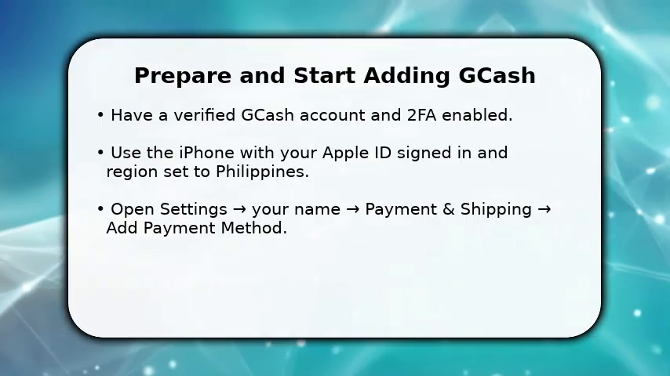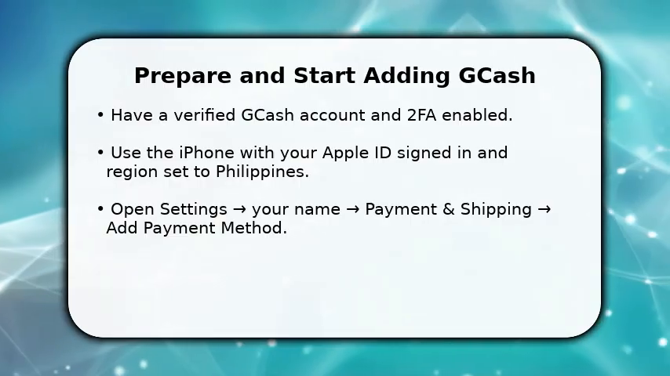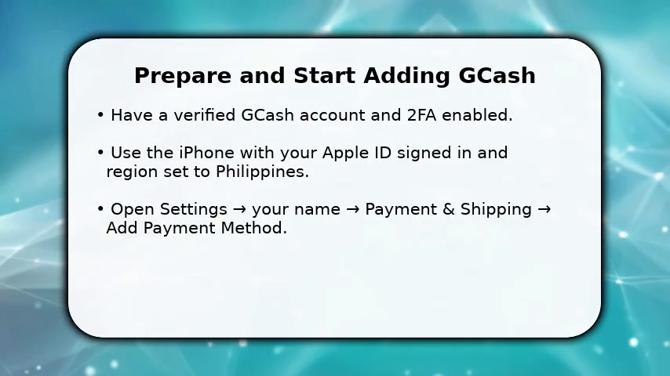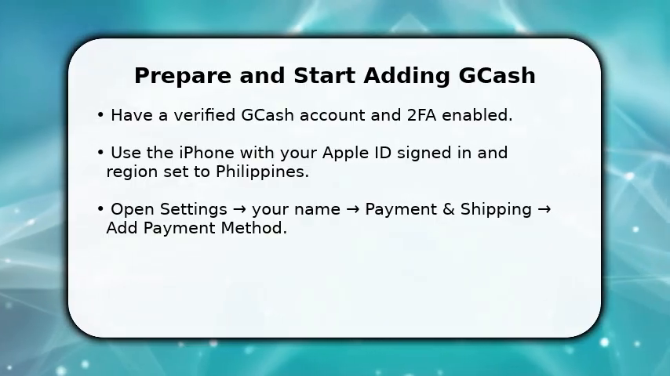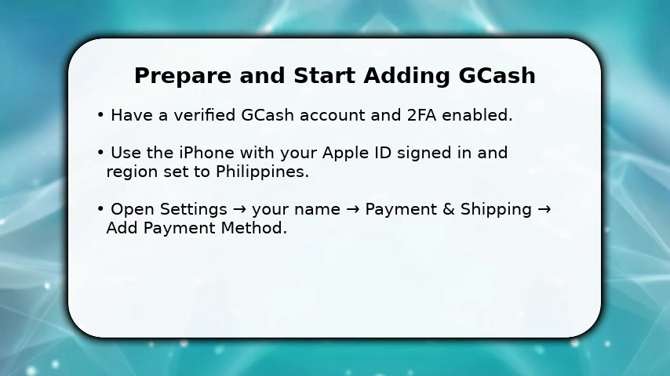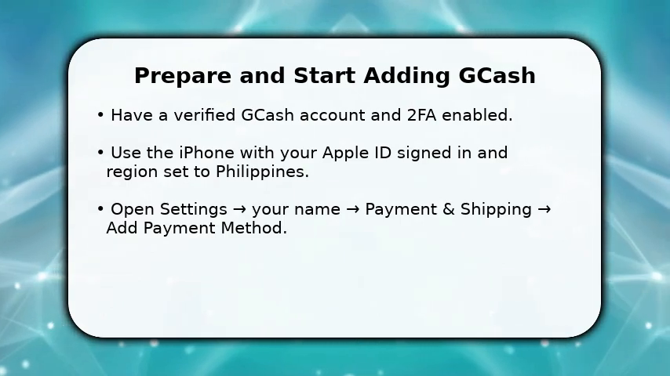Tap Add Payment Method and look for Gcash or Mobile Wallet. Selecting it starts the payment link. Follow on-screen prompts to continue. This step tells Apple you want to use Gcash for App Store purchases.